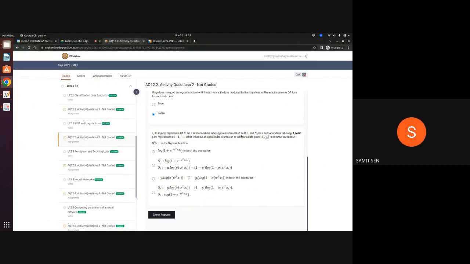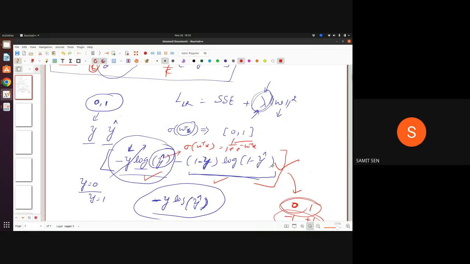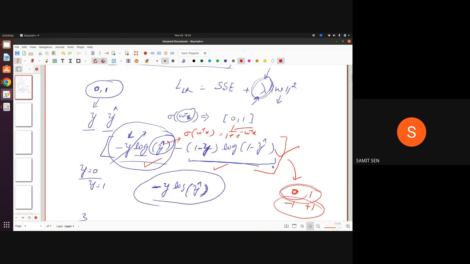S1 is a scenario. Logistic. If you can go back to the equation. Is there any assumption in this equation? Can y hat be value 0 or 1? Can it happen? Y hat will be 0. What is y hat? So this y hat is actually sigmoid, isn't it? Y hat is sigmoid of W transpose X, right?